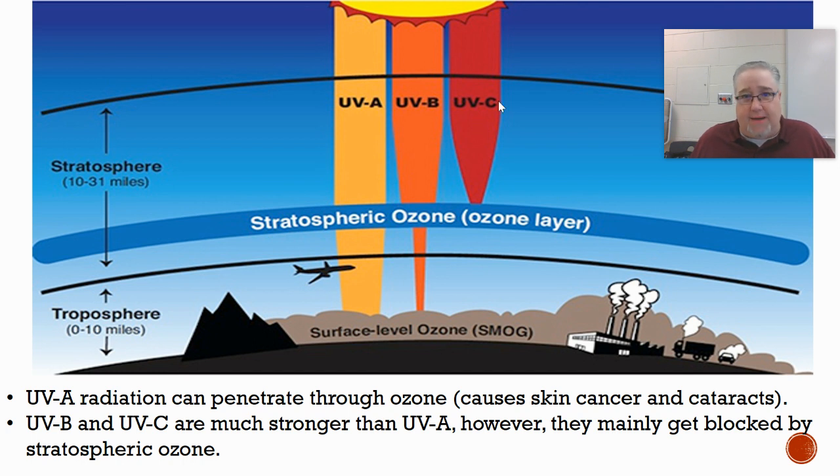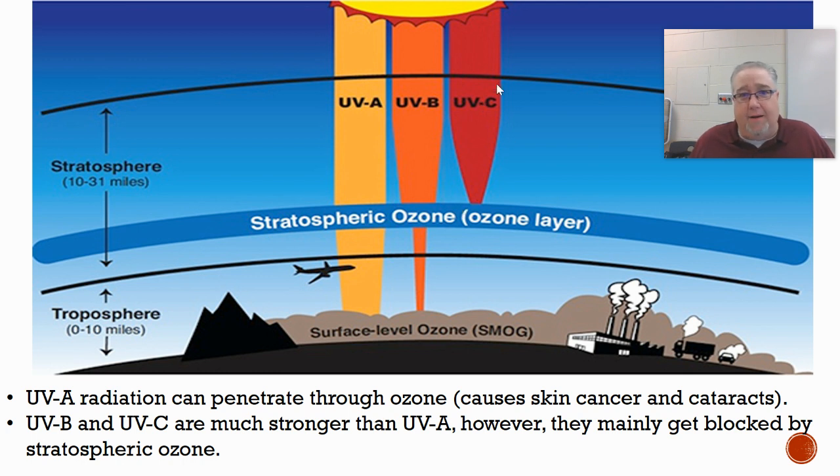Just starting on the right here, this is UVC. And one thing real quick, the differences between all three of these are basically their wavelengths. You might remember what wavelength is from chemistry class. UVA, UVB, UVC, they all have different wavelengths, so their ability to penetrate through the ozone layer is a little bit different.